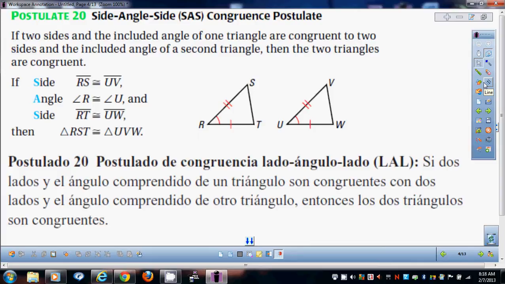Okay, as you're writing, please notice, both in the acronym SAS and in the picture, the angle is between the sides. Do you see that? Please notice that the angle that we have in these pictures is perfectly between the 2 sides. That is the only angle that we could use to use this theorem postulate on. If I had known angle P or S or V or W, you couldn't use this theorem.